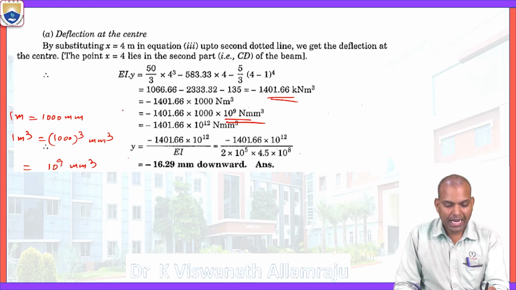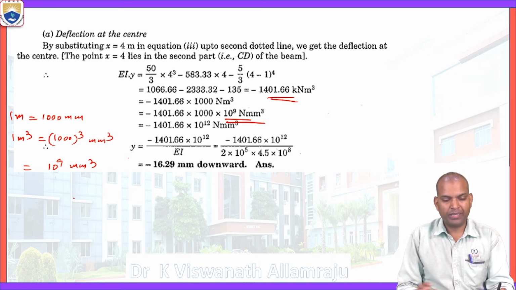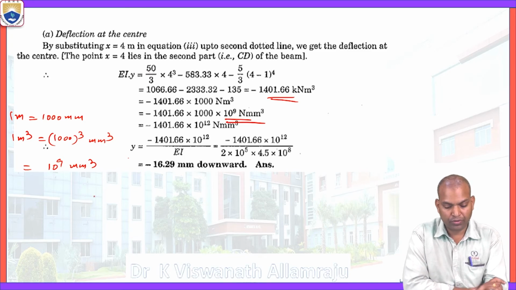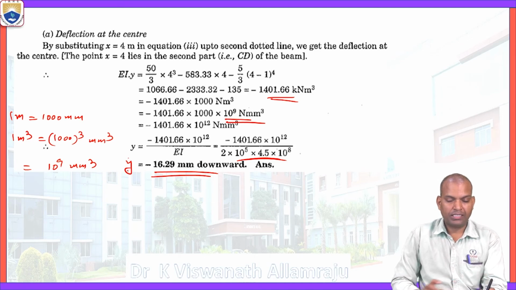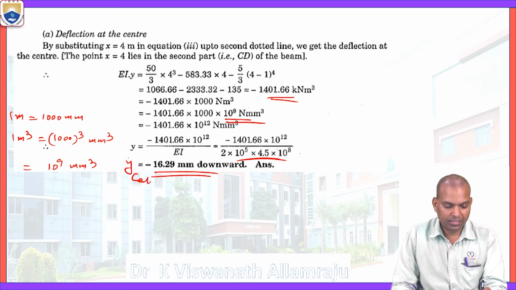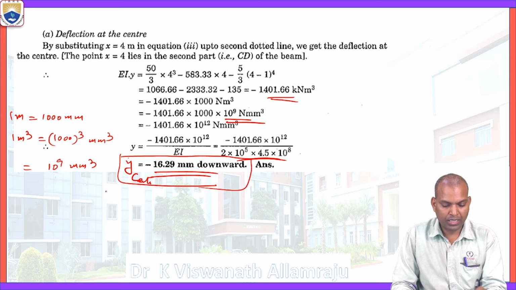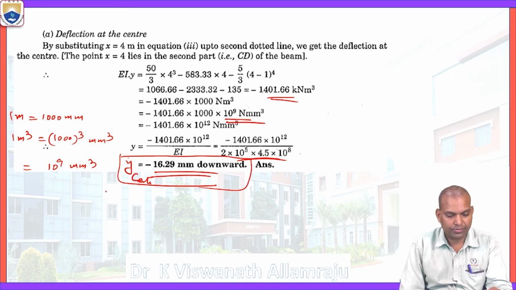Now, E and I are in newton per square millimeter, and I value in millimeter power 4. Substituting here, we got Y at center is 16.29 millimeters downwards.